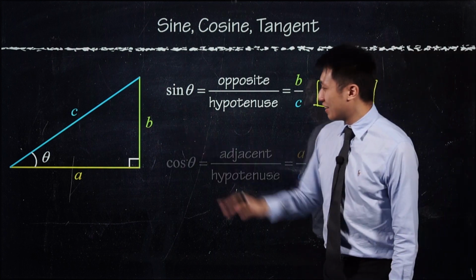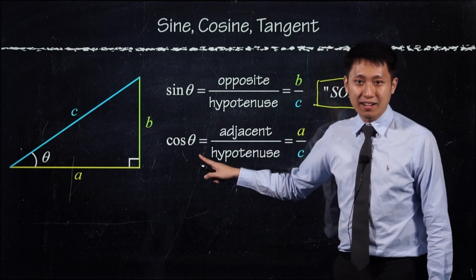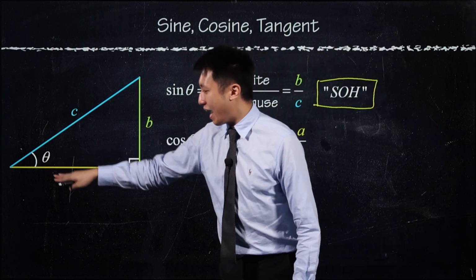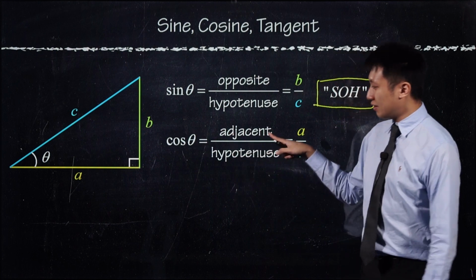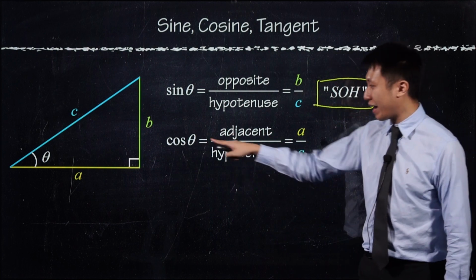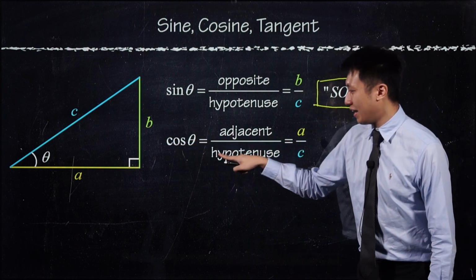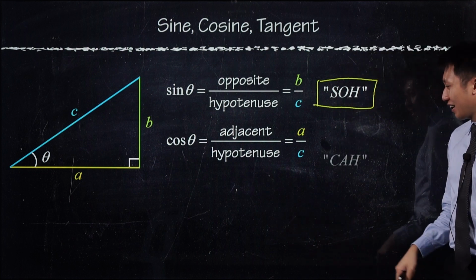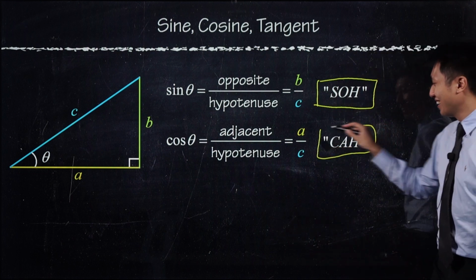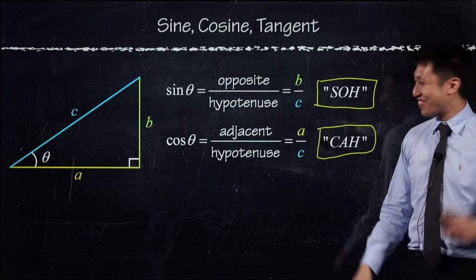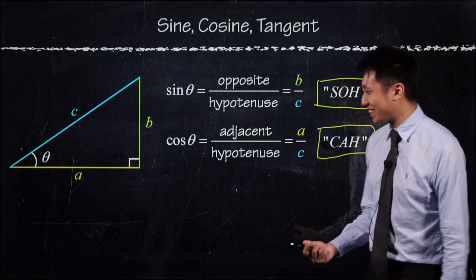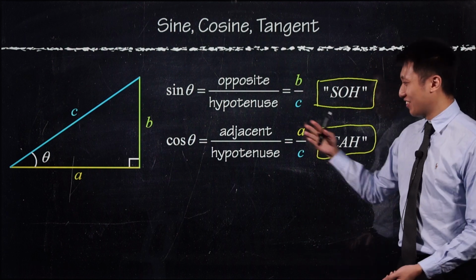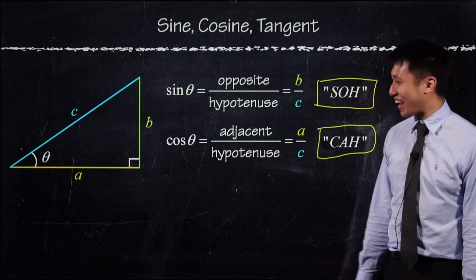Next, cosine theta is what? Cosine is adjacent divided by hypotenuse. So you have C-A-H. So you call it Ka. That sounds so lame, I'm sorry. I guess you have heard this before as well. I don't know why I feel that this is very lame, but as long as you can learn, who cares.